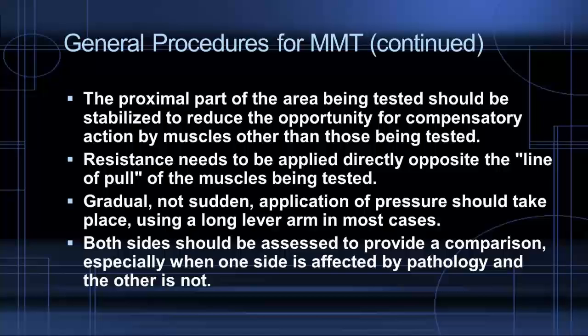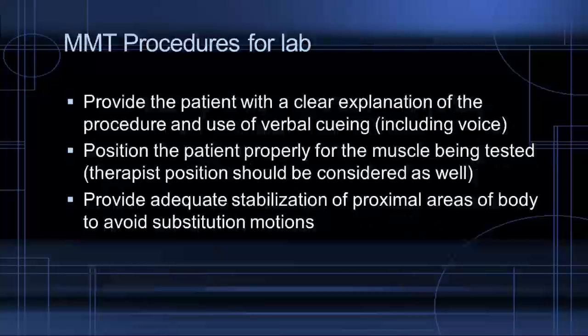We're going to assess both sides just to provide a comparison, especially when one side is affected and the other isn't. So one thing, we're not testing against a standard of strength. I'm not testing my 70-year-old against my 20-year-old, but I'm testing them against their standard of strength. So they've got the unaffected side. What can we expect out of the affected side? So we want to test both sides.